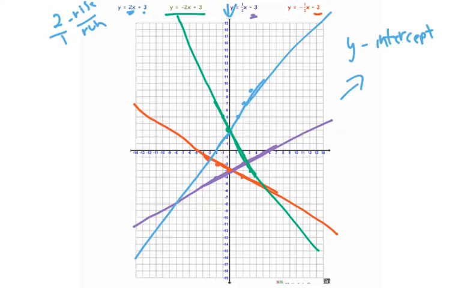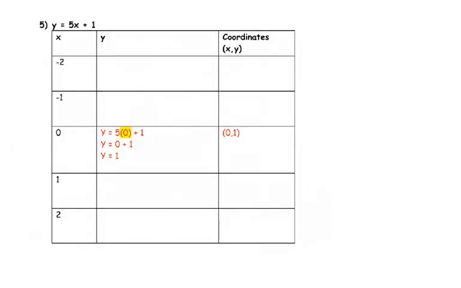Okay, let's look at 5, 6, 7, and 8. These are all done the same way. I am going to try to go through these quickly so you have them as a reference. So I'm just substituting. I have my x's here. -2. Remember, this is just matching up here. -1, 1, 2. And now I'm substituting.